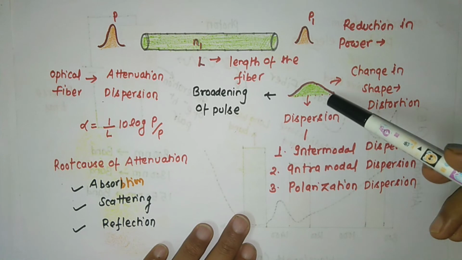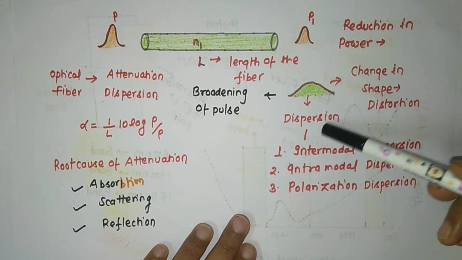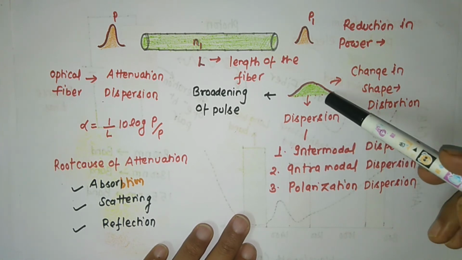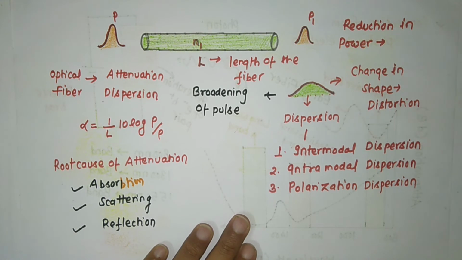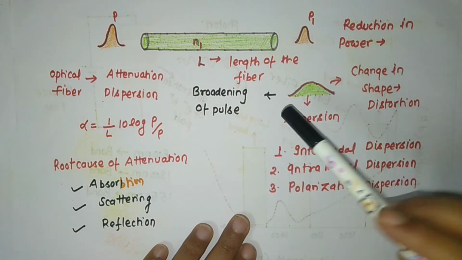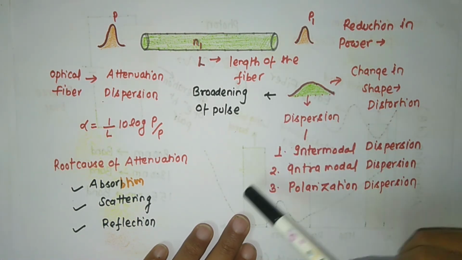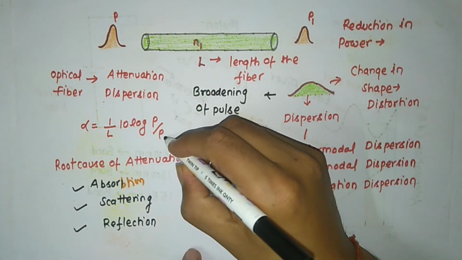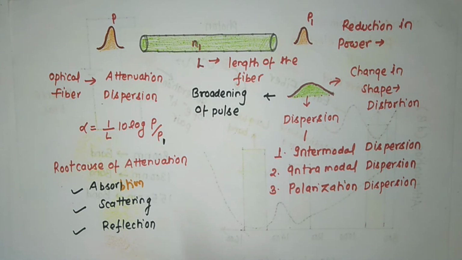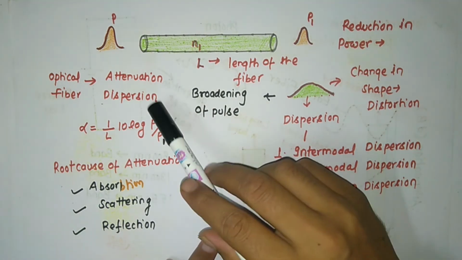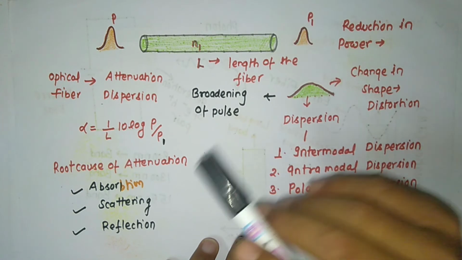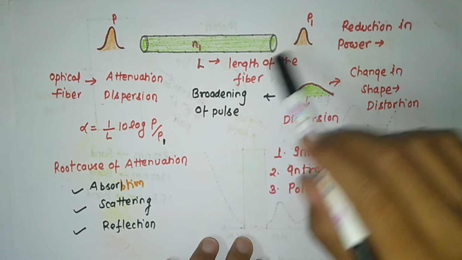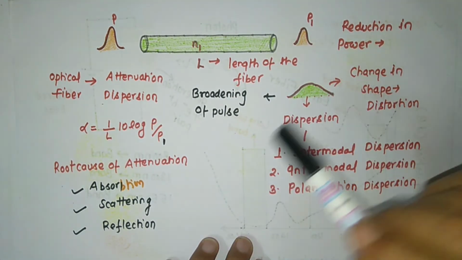In the case of optical fiber, we say it's dispersion, and there are different types of dispersion: intermodal, intramodal, and polarization dispersion. And in the case of optical fiber, we say it's a broadening of the pulse. So please remember, in the optical fiber there are two things, attenuation and dispersion, which will always be present. Attenuation means reduction in amplitude, dispersion means change in shape.